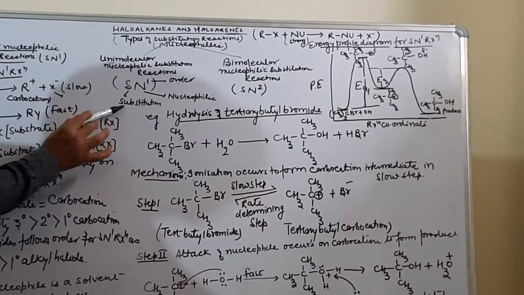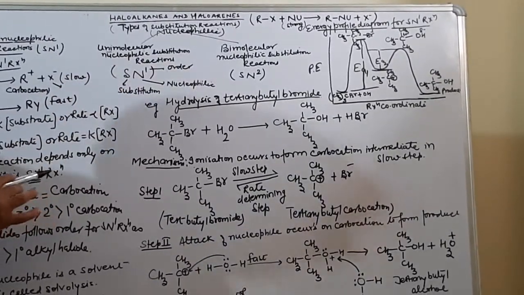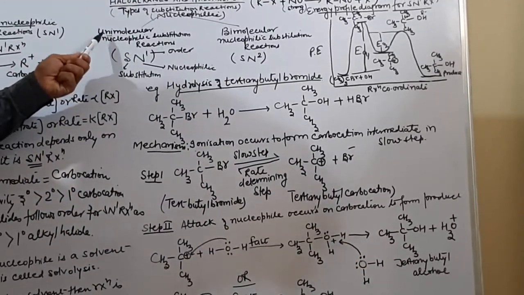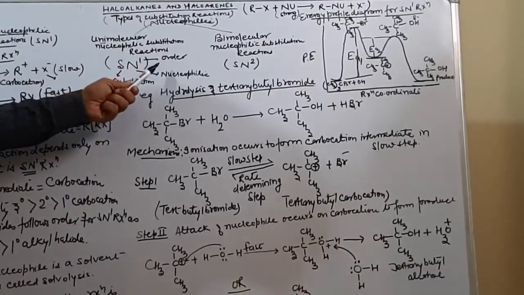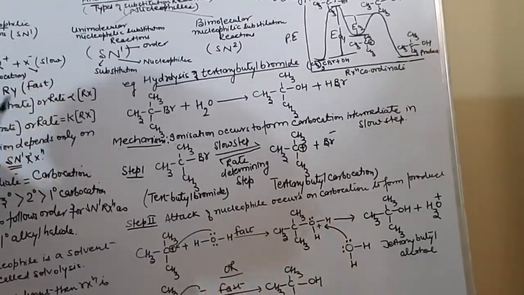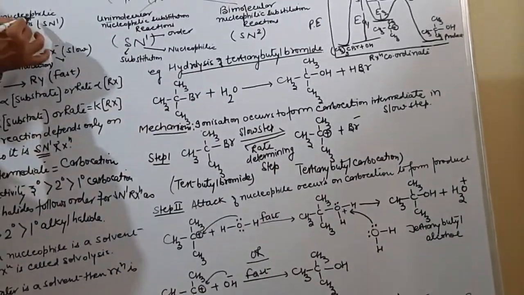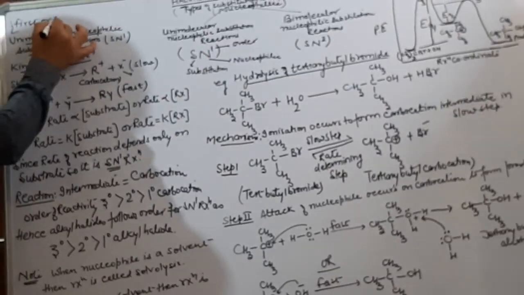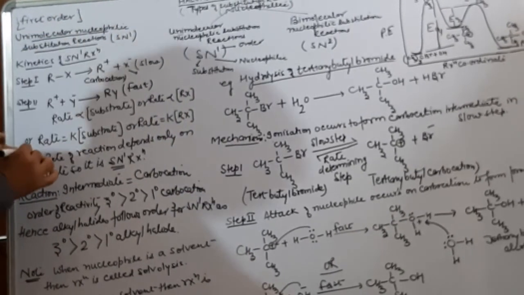Here S stands for substitution, N stands for nucleophile, and 1 is the order of the reaction. So unimolecular nucleophilic substitution reactions are written as SN1 reaction or first order nucleophilic substitution reaction.